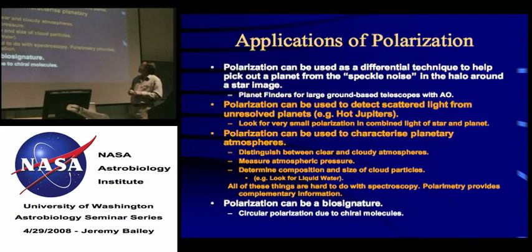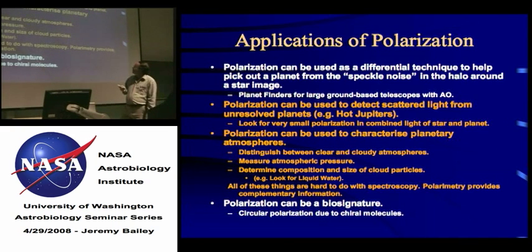You can also use polarization to try to detect the scattered light from unresolved planets. Thinking here of hot Jupiter type systems, these are the planets that are being found in Doppler and transit planet searches, where you have a giant planet very close to its star, orbiting in a period of a few days. And at the moment, we have no hope of actually being able to resolve the planet from the star with any reasonable technique. All we can do is look at the combined light of the planet and the star, but it might be possible to use polarization to pick out the fraction of light that's coming from the planet. And if I have time, I'll say a bit more about that at the end of this talk.